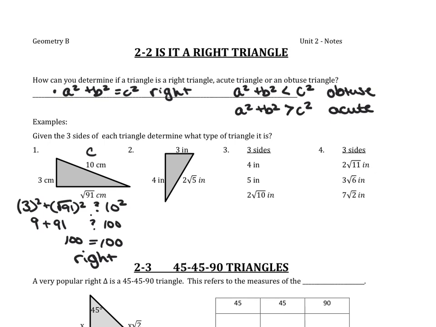The next example, the largest side is 2 root 5, so we'll call that C. And we'll again set it up 3 squared plus 4 squared. Let's check to see how that's related to 2 root 5 squared. 3 squared plus 4 squared is 25. 2 root 5 squared is 20. So we know that 25 is clearly greater than 20. Now we have the case where a squared plus b squared was greater than c squared. So this is an acute triangle.